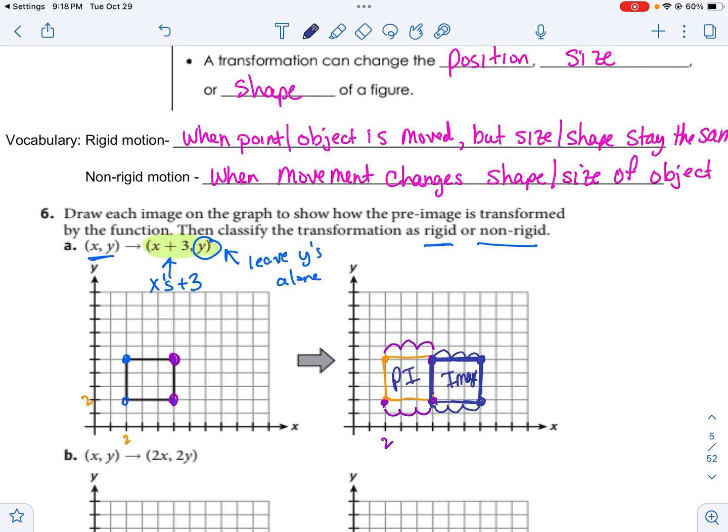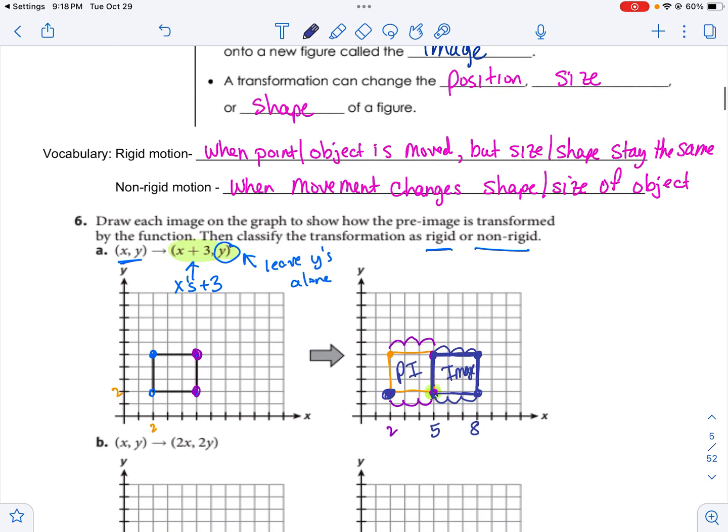I took every X value. If this point right here was at 2 for X, and now it's at 5, I added 3. The original value down here was at 5, and now it's at 8, so I added 3. So I basically just shifted this box.